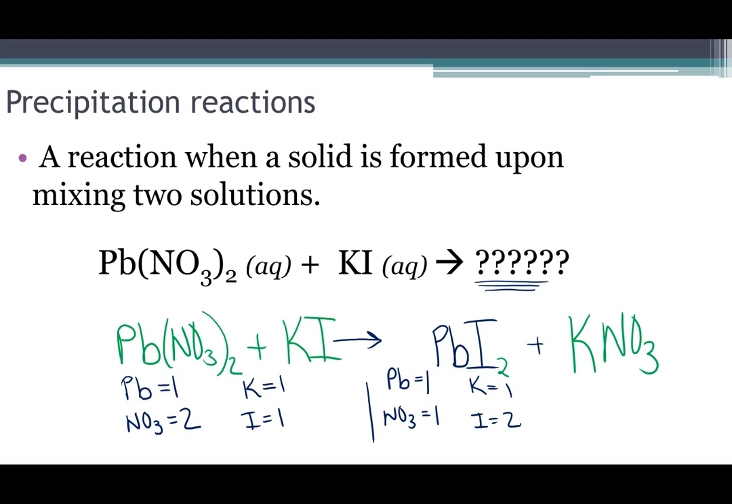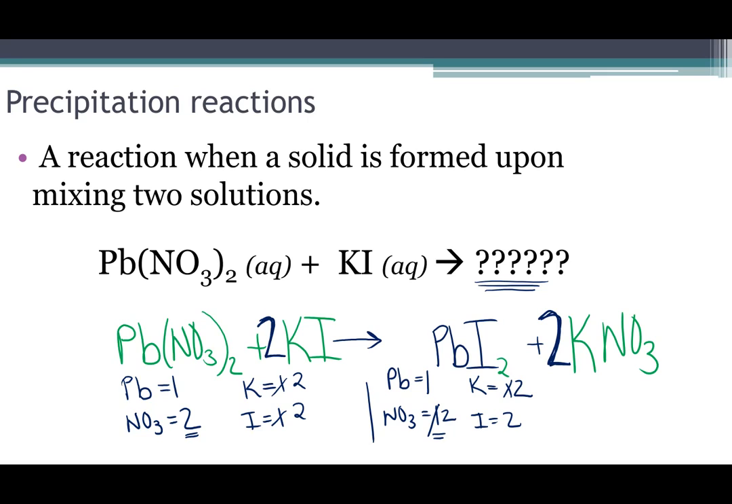All right, so we could start anywhere we want. I see that there's 2 nitrates here, only 1 over here. So I'm going to put a coefficient of 2 in front of our potassium nitrate. That changes that to 2. Also changes that. And then I come over here and I say, oh, iodine and potassium need changed. Well, good thing they're attached to each other. So I put a coefficient of 2 there, and now we are balanced. So there's our balanced chemical equation.